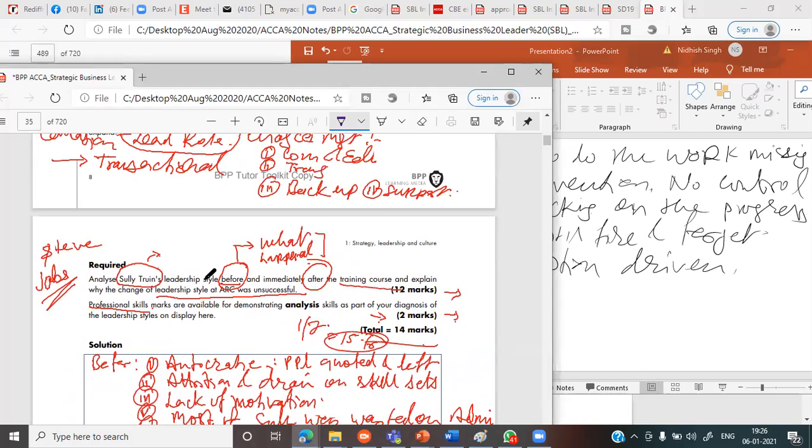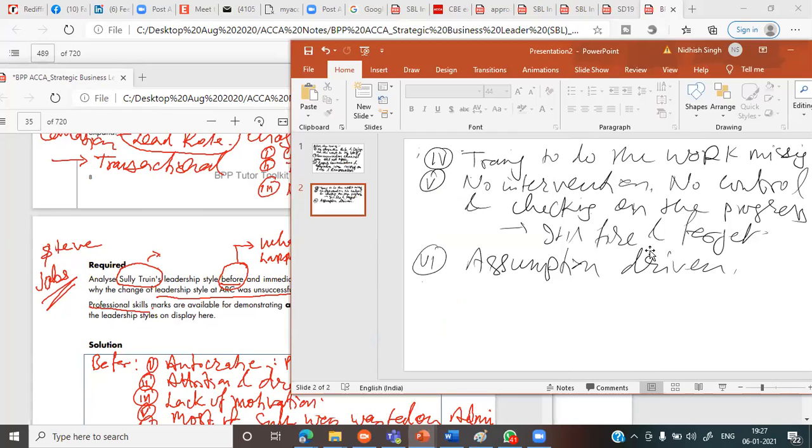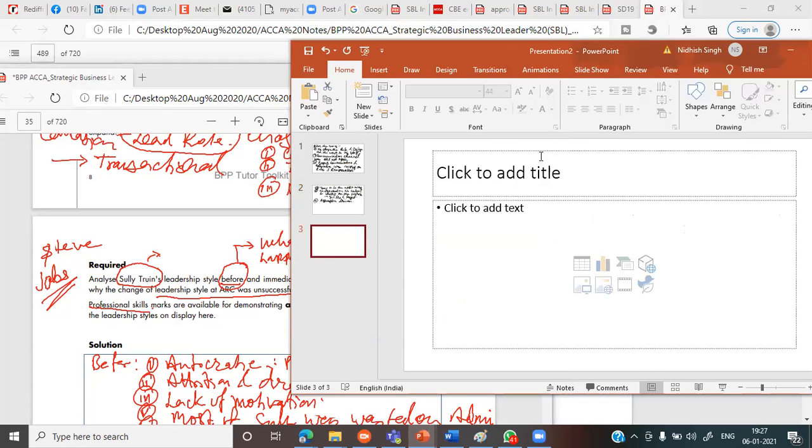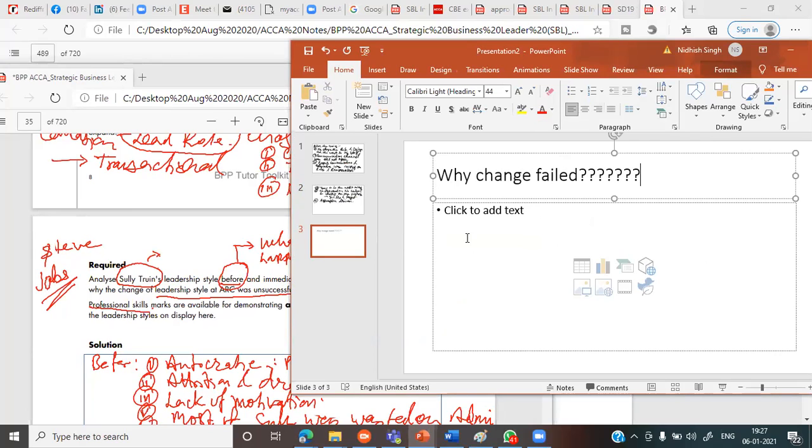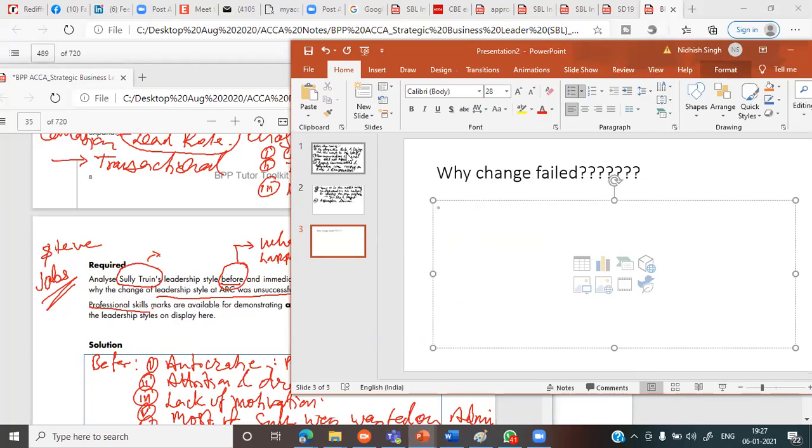So analyze his leadership style before and immediately after the training course and explain why the change of leadership style was unsuccessful. So this is done before and after. Now let's have a third PPT just to have a clean slate. And why change failed? So he did not address the resistance of employees.